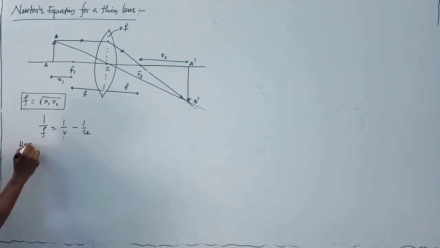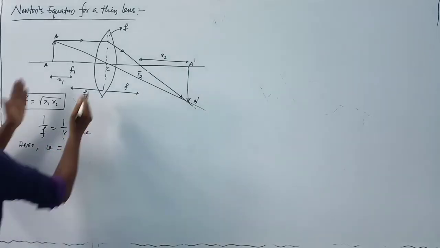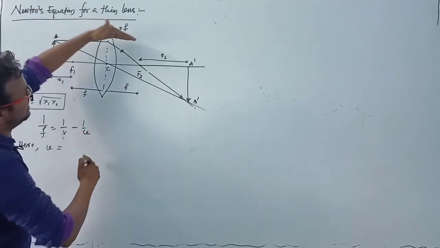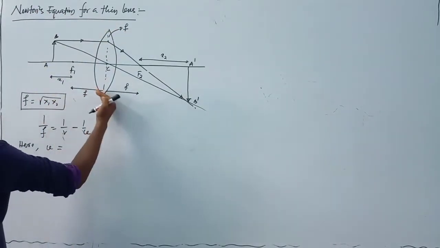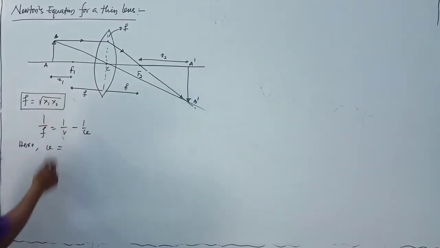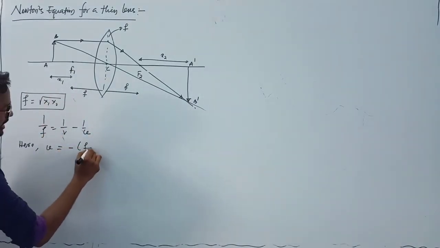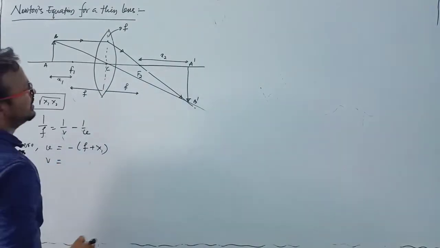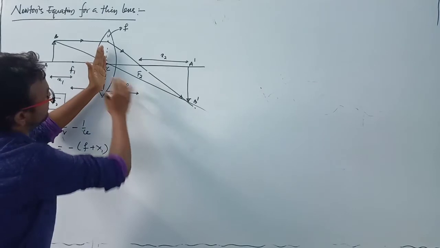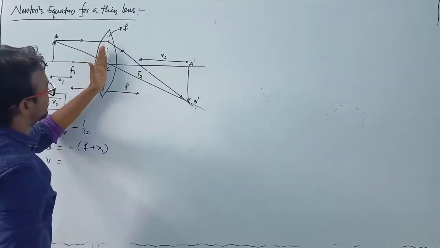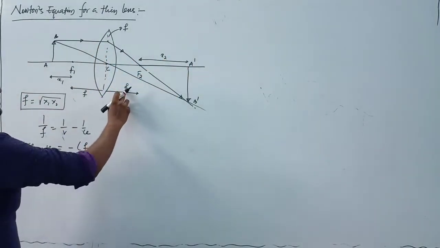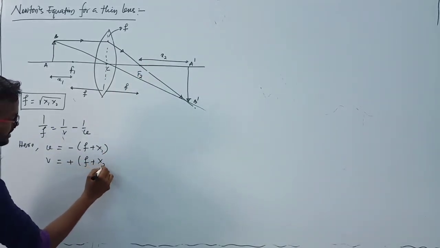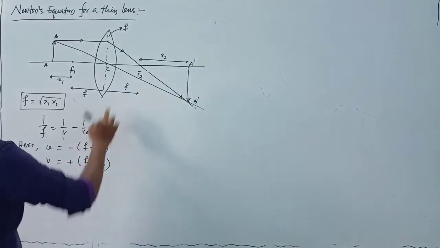Here what is u? It means object distance. This total distance is the object distance, and it is opposite to the incident ray. This is the direction of the incident ray, but we have to measure the distance from right to left, from C to A. So we have to take here negative of f plus x1. Similarly, v means image distance. This distance is measured from C to A'B', which is along the direction of the incident ray. So this distance will be f plus x2, with a positive sign. Clear? And its focal length f is here.